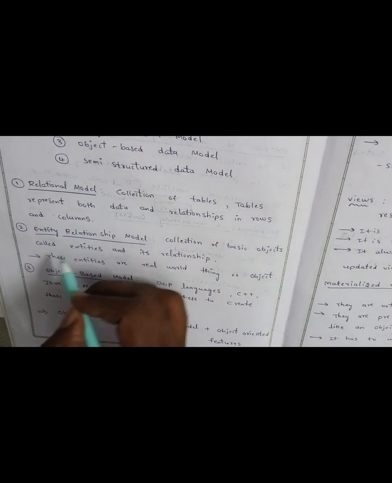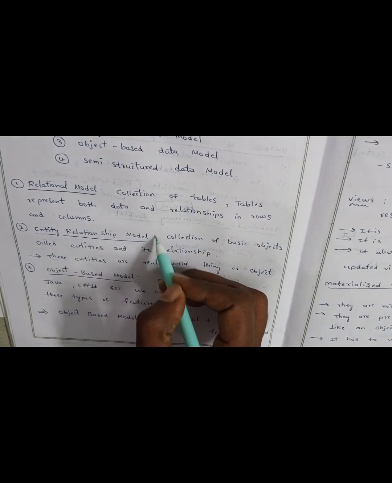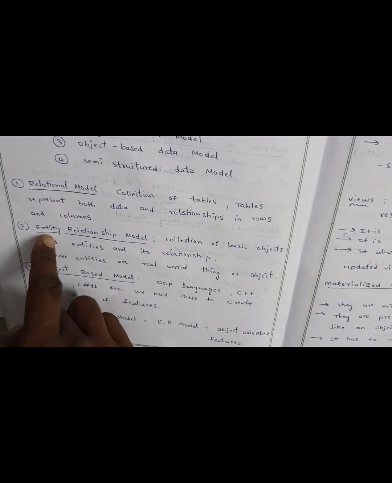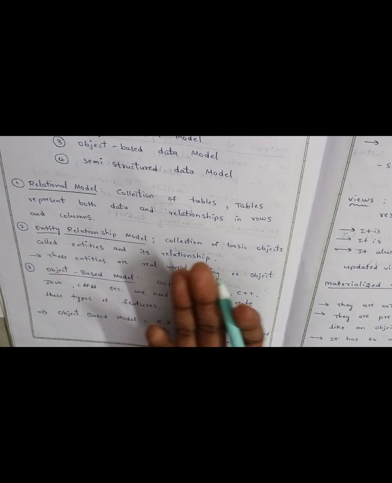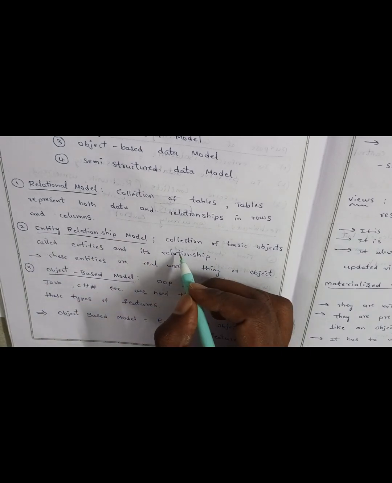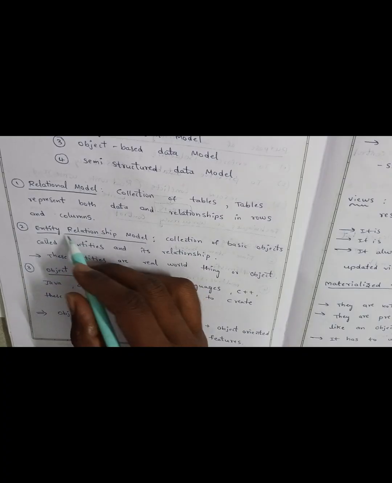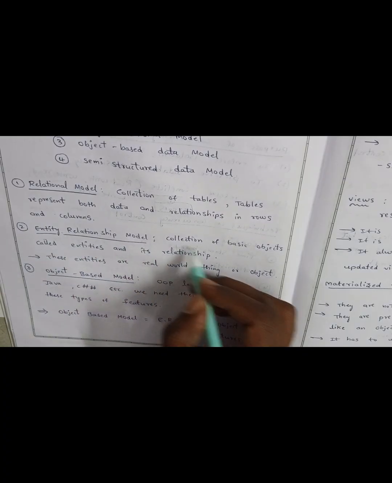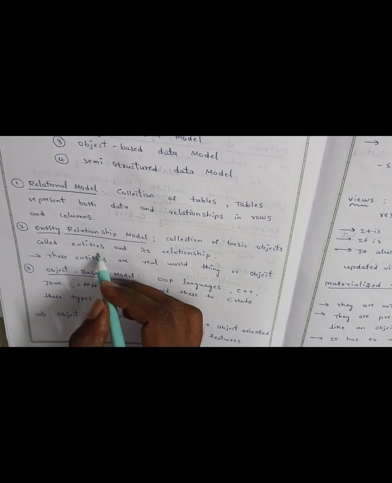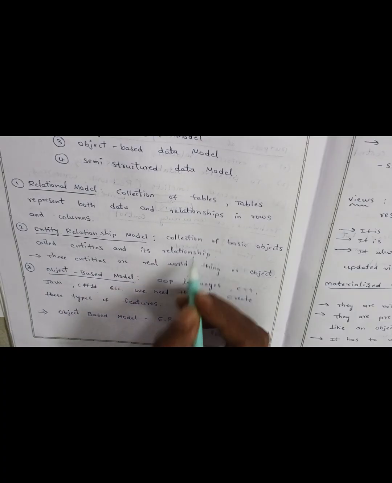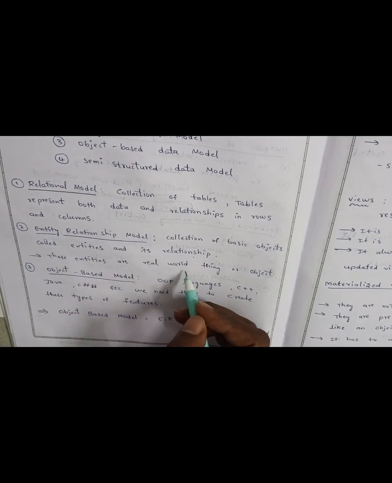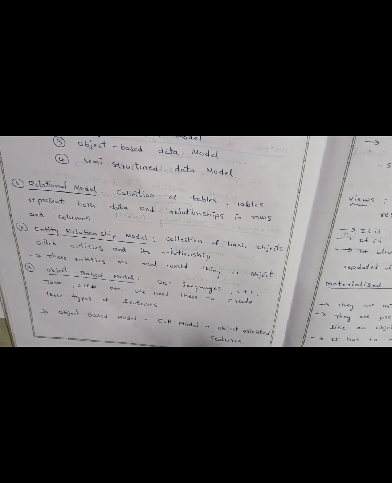Second one is the entity relationship model. We have discussed what an entity is. An entity is a real world object that has physical existence in the world. Let's see the entity relationship model. It is a collection of basic objects called entities and their relationships. These entities are real world things or objects.